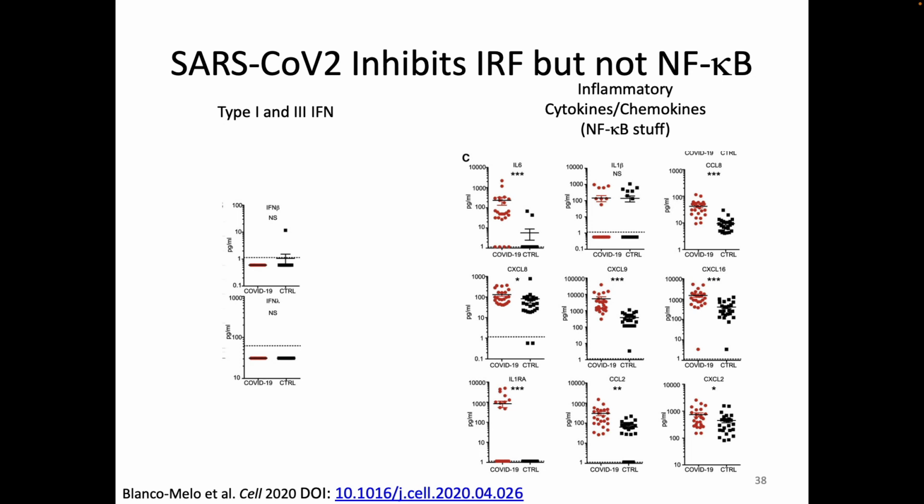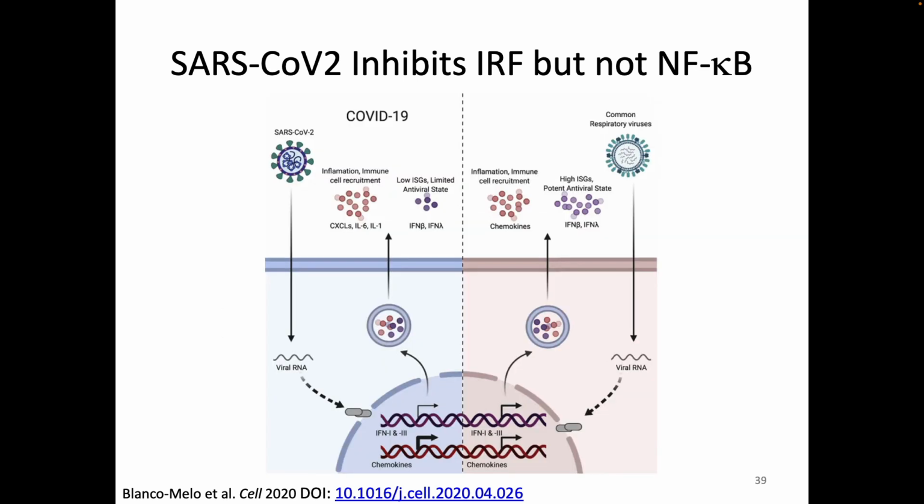And then these are all the NF-kappa B related cytokines. And what you can see is, in a lot of cases, the COVID patients are making way more of them. So again, SARS-CoV-2 seems to be inhibiting IRF, but not NF-kappa B. You can see that this is kind of the general idea. With a common respiratory virus, you get both. With SARS-CoV-2, you get low amounts of interferon, but you still get all of the NF-kappa B cytokines.